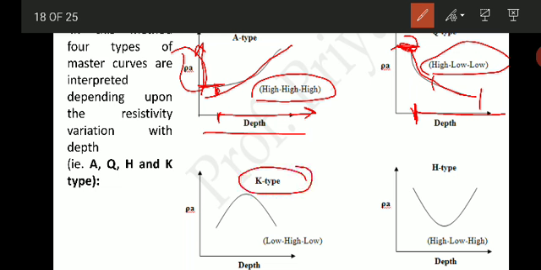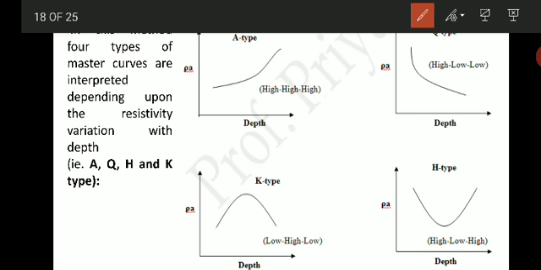Then the K type curve, how will it be? Initially the resistivity is less, then it increases and again it decreases with increasing depth. So that is low, high, low. And one more type of curve: initially the resistivity is high, with increasing depth the resistivity decreases, and again the resistivity increases as you go deeper. So this is high, low, high. So these are the 4 types of curves which help us to interpret what is there below the ground.